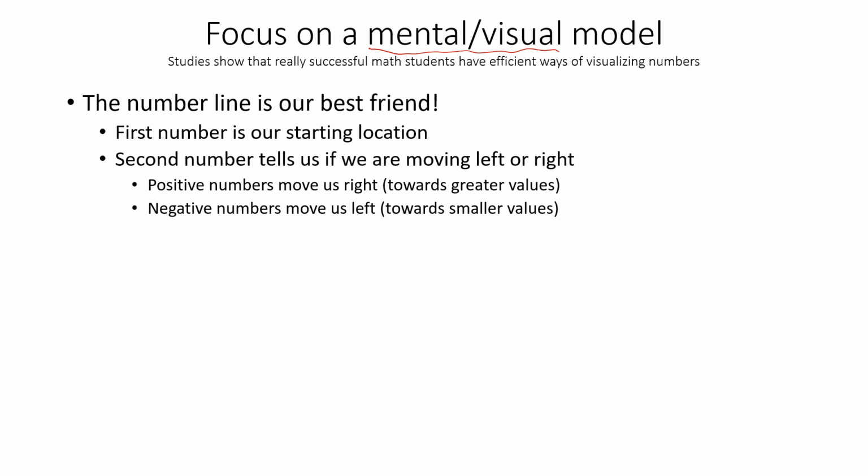The first number is our starting location. The second number tells us if we're moving left or right. So positive numbers are going to move us to the right, meaning if we're adding a positive, then we're going to go towards greater values. Negative numbers are going to move us left on the number line towards smaller values.